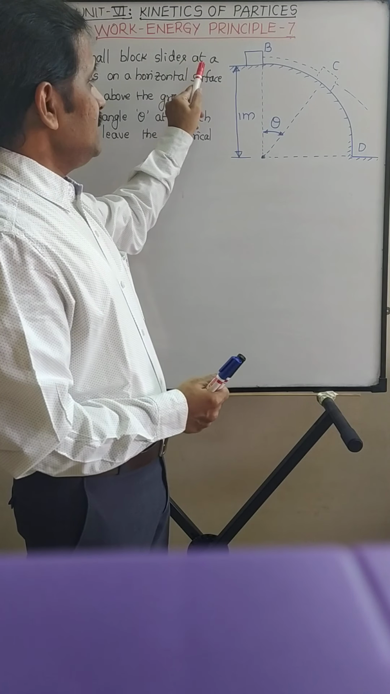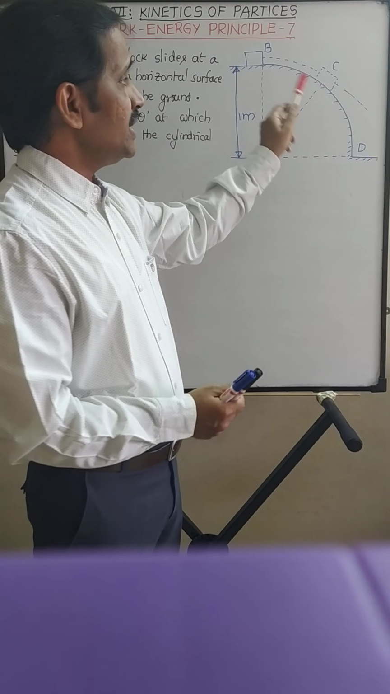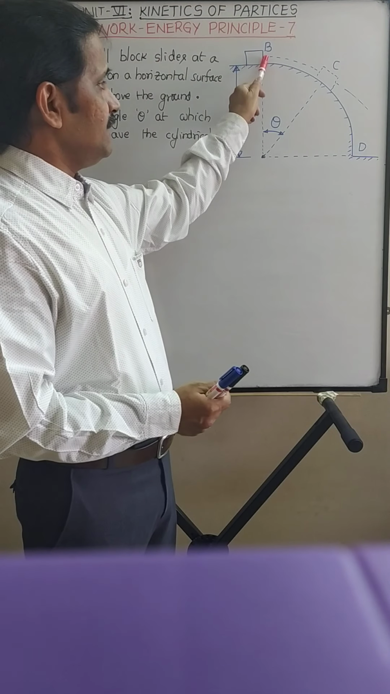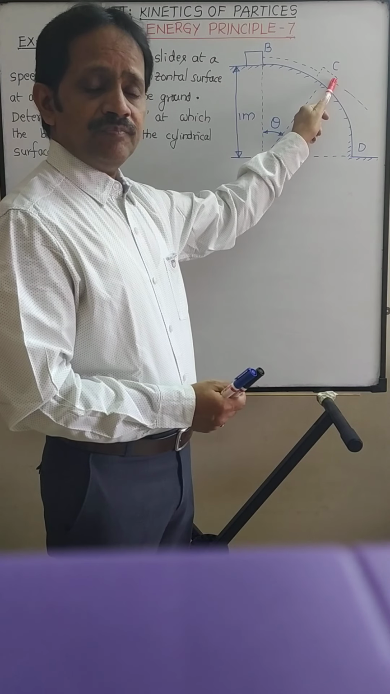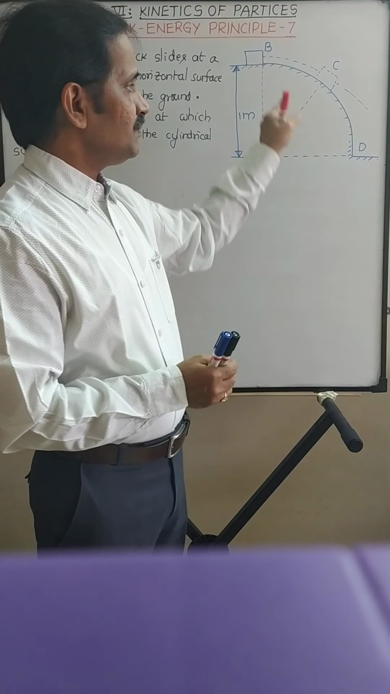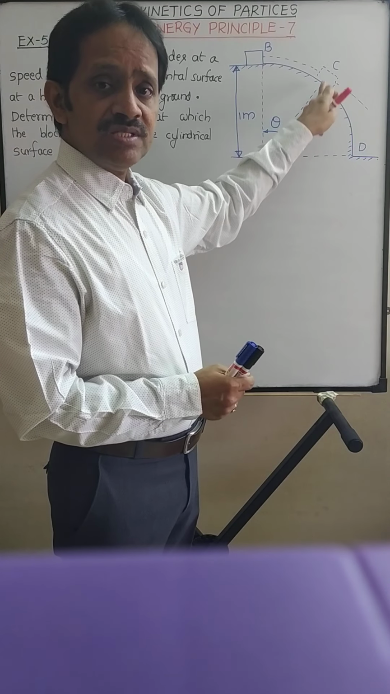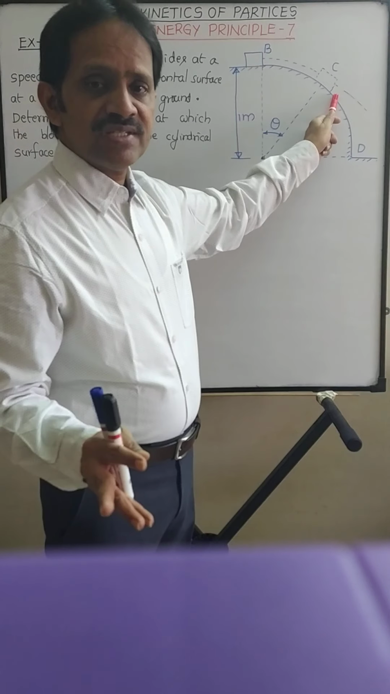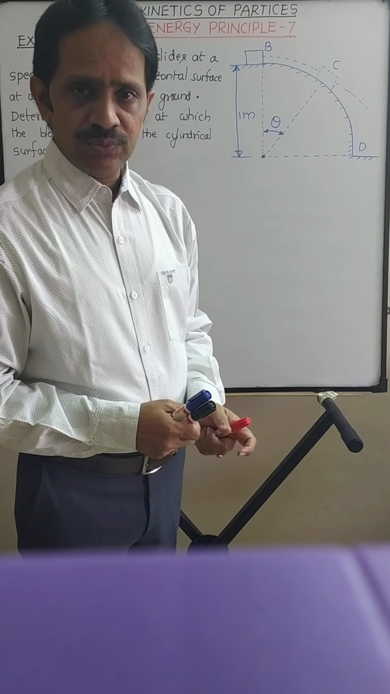So it is sliding on a horizontal surface. From B onwards there is a cylindrical surface, so it is following a curved path. At B the velocity is 3 meters per second. Now the block is going to leave the cylindrical surface at C, that means it is losing contact with the cylindrical surface, and the normal reaction between the cylindrical surface and the block will be 0. So at point C, where it leaves the surface, the normal reaction offered by the cylindrical surface on the block is 0, right?